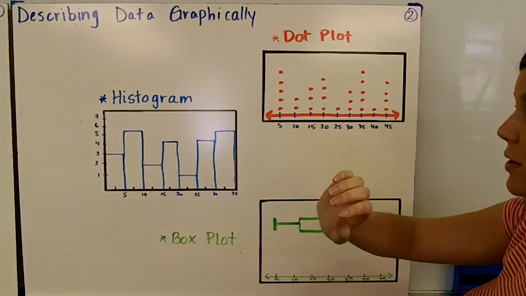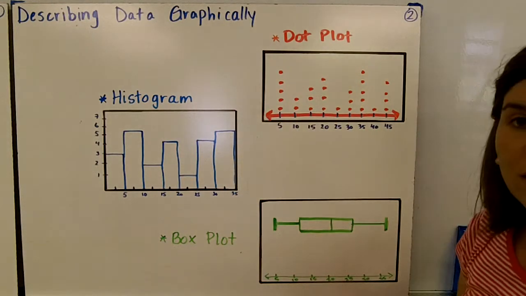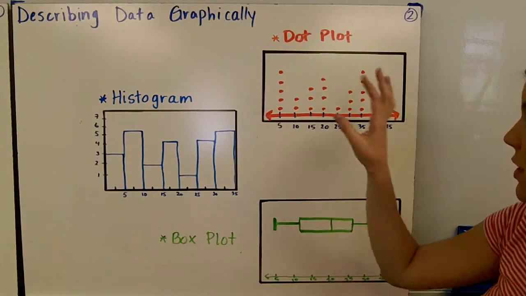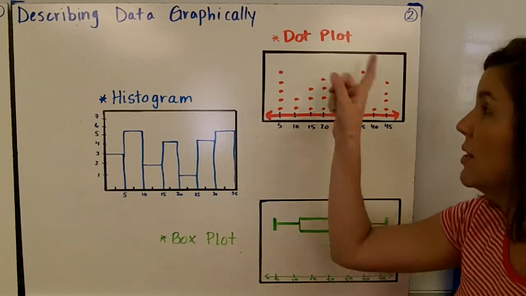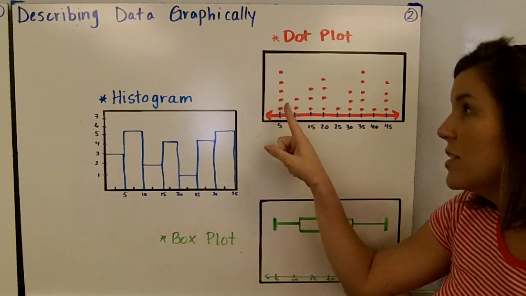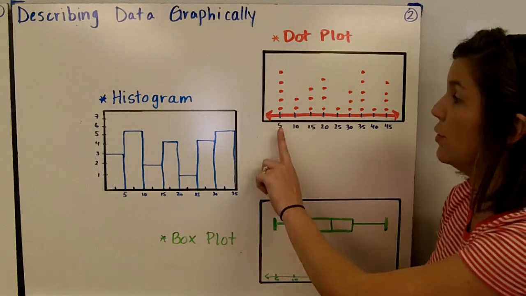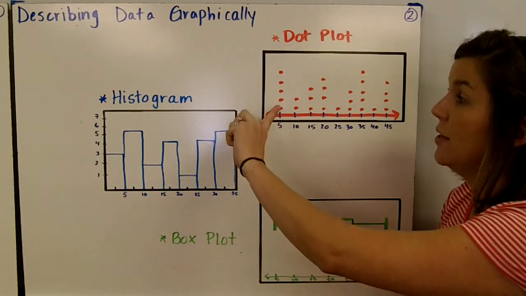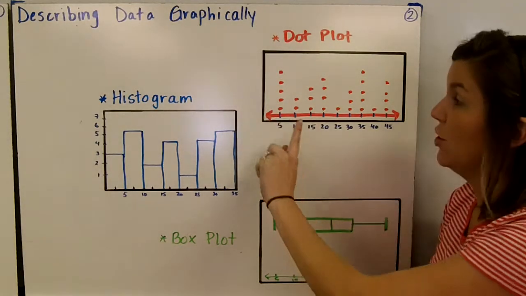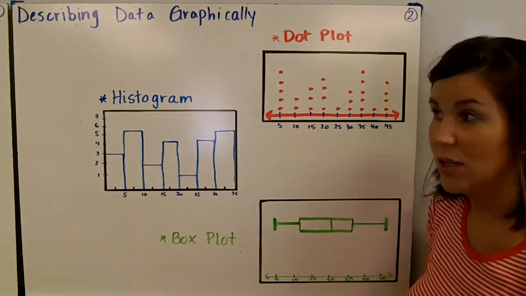Describing data graphically. So here are three different ways to describe data graphically. The first one is a dot plot. So you see there's tiny dots that show the frequency that certain things occur. So 5, and then you can see the frequency is shown with each little dot. Sometimes they're X's on a graph.